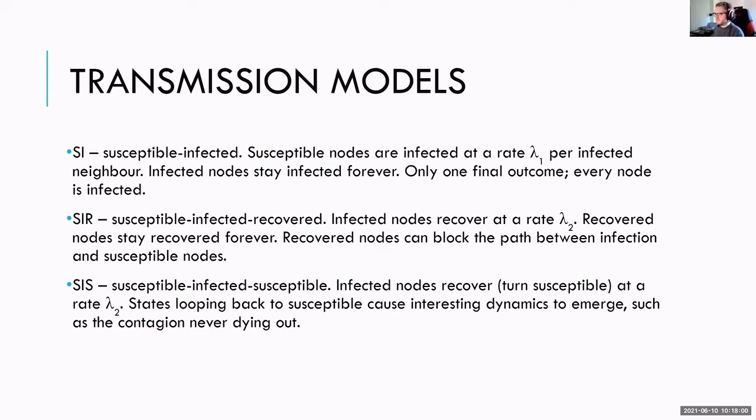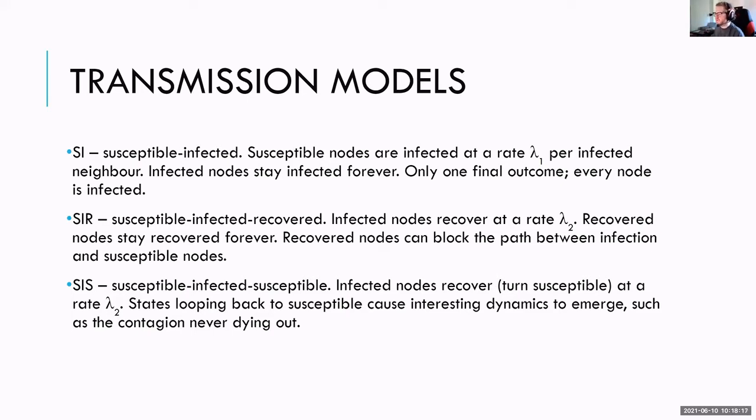So since it is at a rate lambda 1 per infected neighbor, more neighbors is going to increase the chance of becoming infected. You're going to become infected quicker.